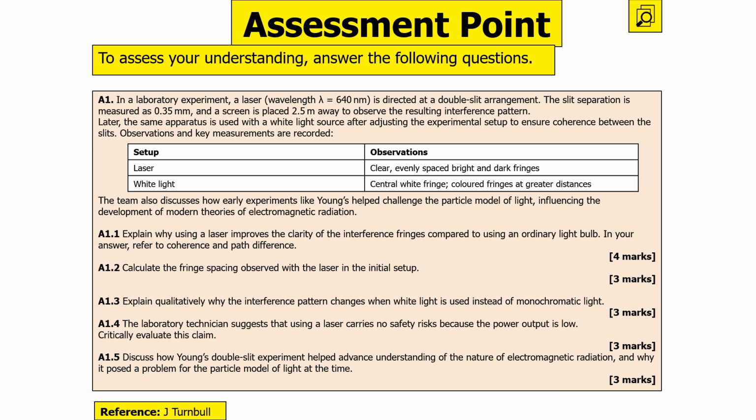Calculate the fringe spacing observed with the laser in the initial setup. Explain qualitatively why the interference pattern changes when white light is used instead of monochromatic light. The lab technician suggests that using a laser carries no safety risks because the power output is low. Critically evaluate this claim. Then discuss how Young's double slit experiment helped advance the understanding of the nature of electromagnetic radiation and why it posed a problem for the particle model of light at the time. So pause the video now, then unpause the video when you want to go through your answer.